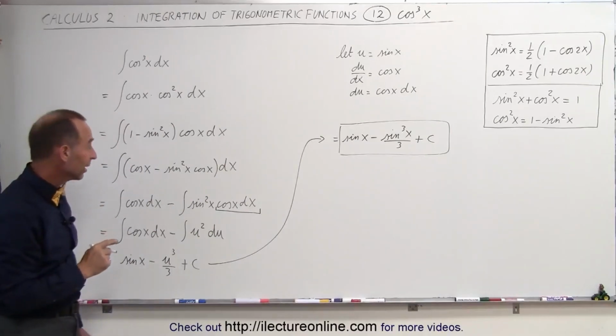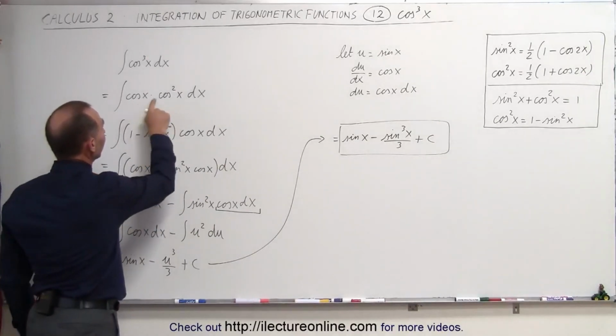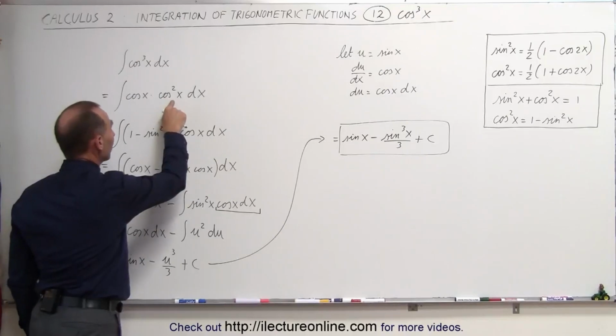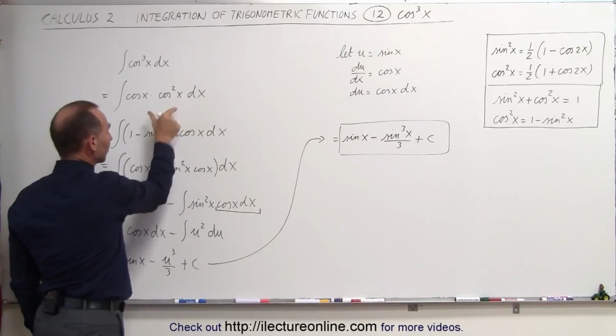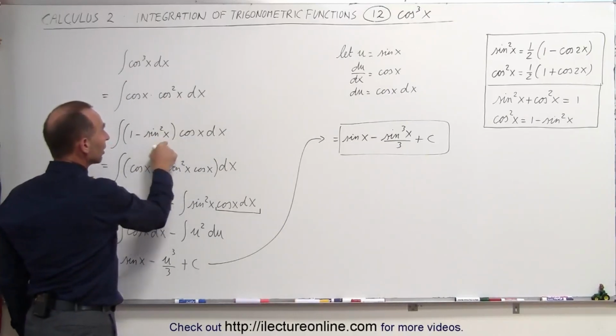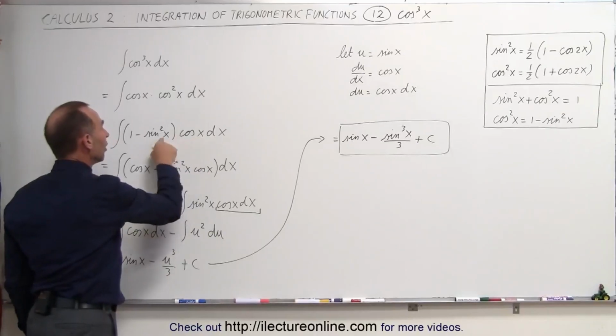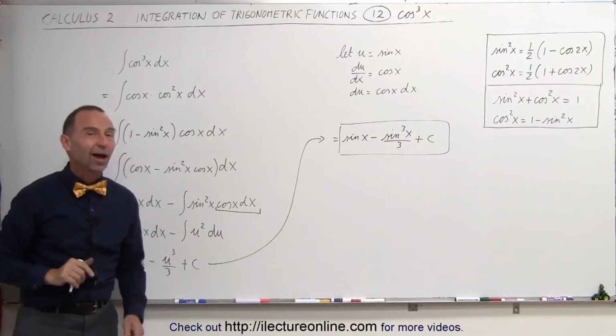So once you know the trick, write it like the cosine of x times the cosine square of x, and then replace the cosine square of x by 1 minus the sine square of x, realizing that the cosine of x is the differential of the sine of x. And that's how we do that.